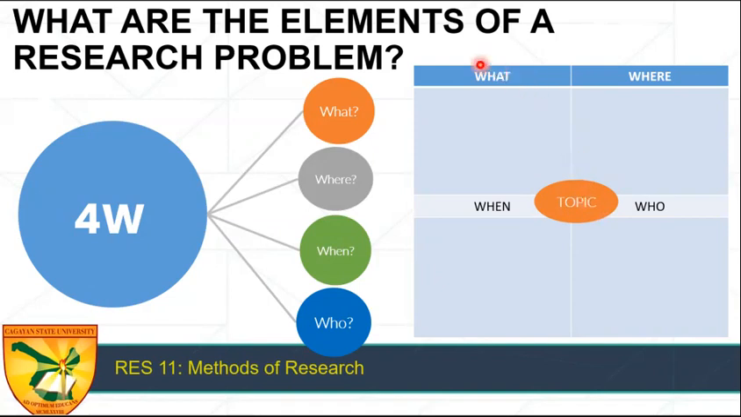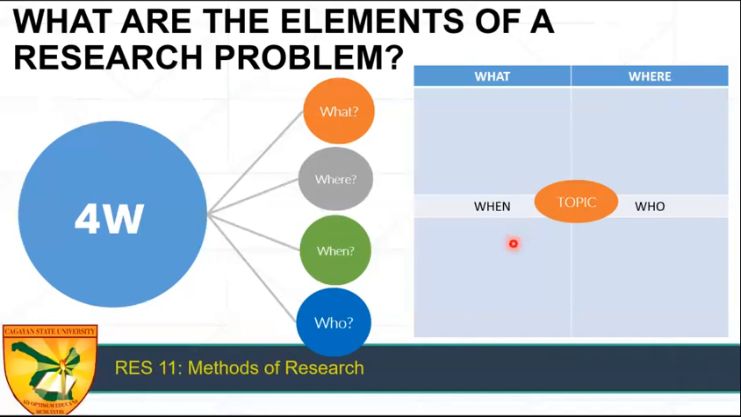Next, we have a what. You will see that element, what. This is the subject matter or topic to be investigated. And this answers the question, what is to be investigated or studied? Next is where. So the place or locale where the research is to be conducted. Where will the study be conducted?